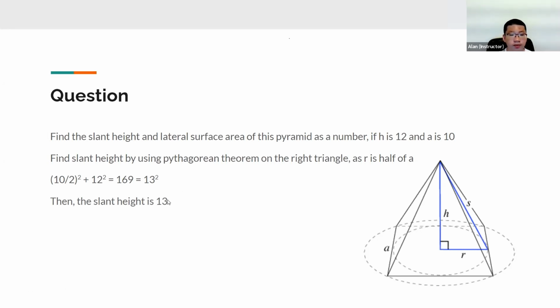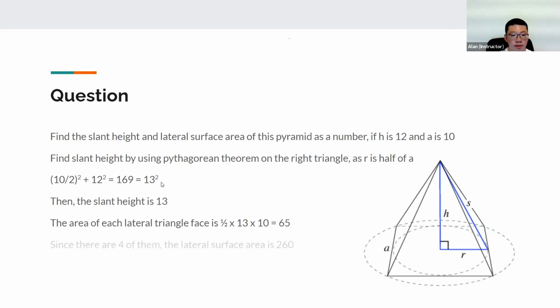And then after you have the slant height, you can find the area of each of the lateral triangle faces. The slant height is the actual height of those triangles, and the base is just the side length of the base of the entire pyramid, which is a, and that's 10. So each of them is 1/2 times 13 times 10, which is 65. Since there are 4 of them, you multiply 65 by 4. And so the lateral surface area is 260.